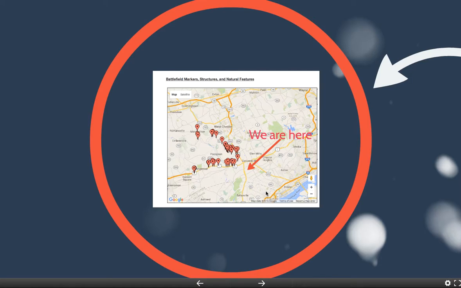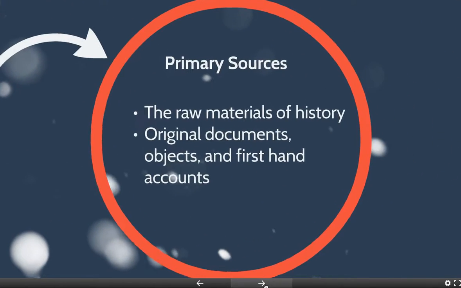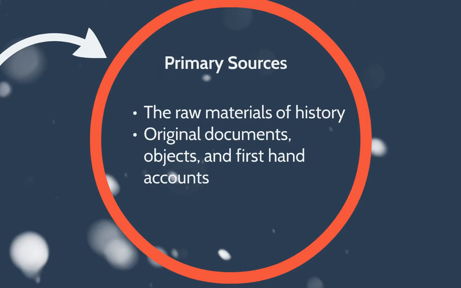Does anyone have any questions at this point? Okay. So we're going to move on to finding primary sources. Again, I am sure you are all experts, so you know that primary sources are the raw materials of history. They are original documents, objects, and first-hand accounts, examples of which can include letters, journals, newspapers, photographs, government documents, official records, and so on.